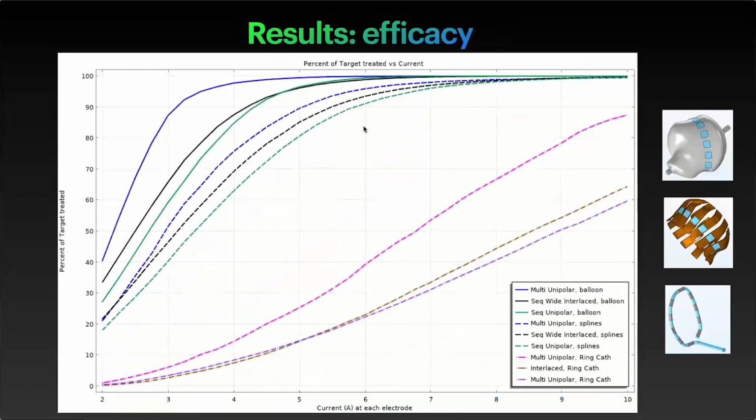And then the main results for efficacy, again, you can look at this later on the recording, but balloons perform better than catheters without a balloon. The ring catheter performed at the bottom of these. And then the sequential wide interlaced, in the same order that you see here, performed pretty well.